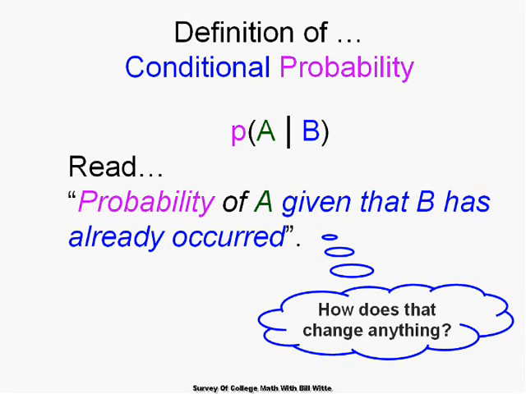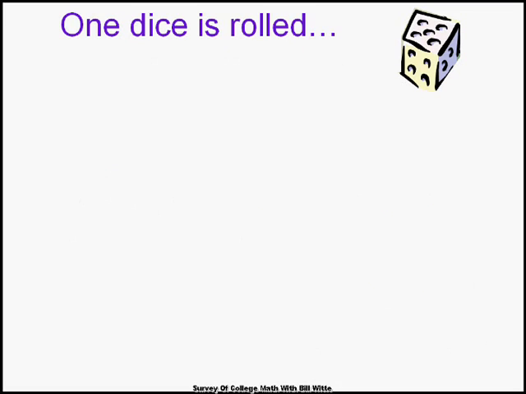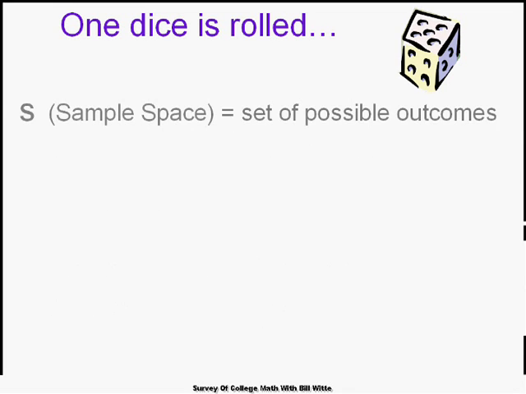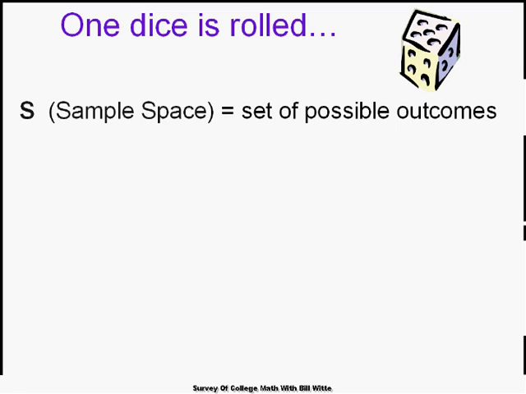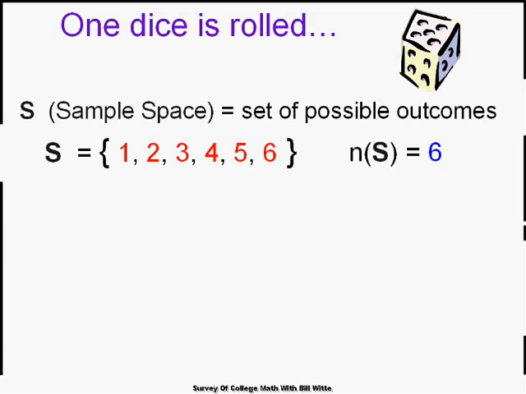Well, you might say, well, what does that mean? How's that going to change anything, the fact that some other thing occurred? Well, let's consider this. Consider we roll 1 dice. Let's try and make this simple, at least to begin with. Our sample space, of course, with one dice is 1, 2, 3, 4, 5, or 6. That's the only possible things you can roll, right? The number of outcomes in that sample space is 6 outcomes.